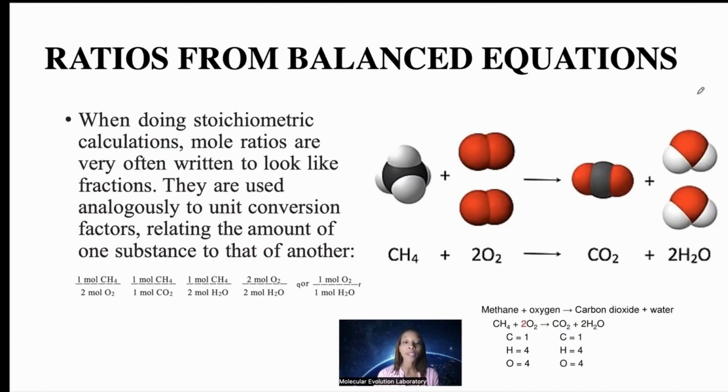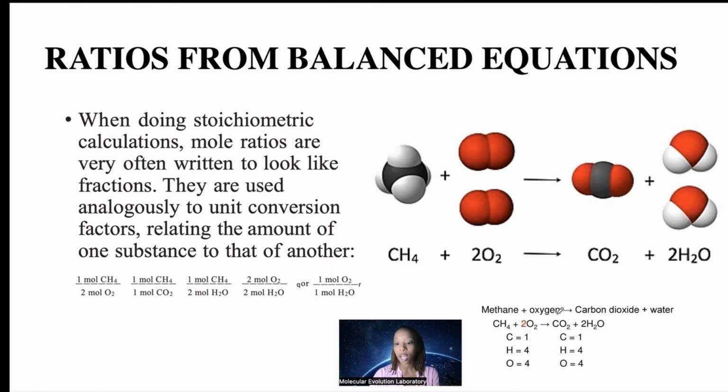When doing stoichiometry calculations, mole ratios are very often written to look like fractions. They are used analogously to unit conversion factors relating the amount of one substance to that of another. So you basically write them like ratios. For example, 1 methane to 2 oxygen, 1 methane to 1 carbon dioxide, 1 methane to 2 water, 2 oxygen to 2 water. So you basically write it in mole ratios.